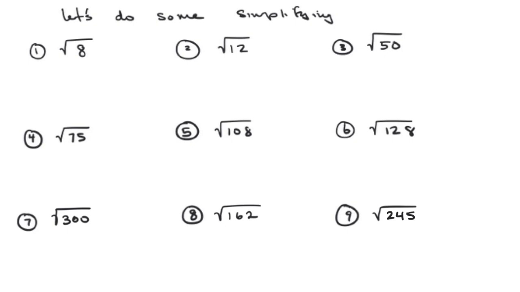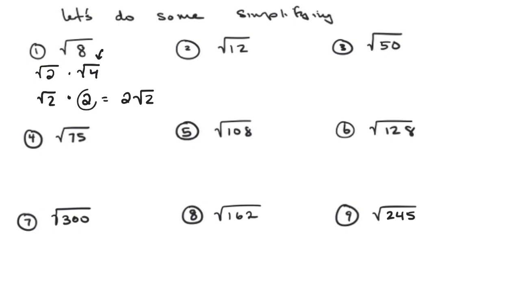So 8 we could write as the square root of 2 times the square root of 4. All right, so notice the factors. The factors of 8 are 2 and 4. Now, from here, the square root is asking you, do you have a perfect square? And the answer is yes. The square root of 4 is 2, right? So I take the square root of 2, I multiply it by 2, and what I get left with is 2 square root of 2.